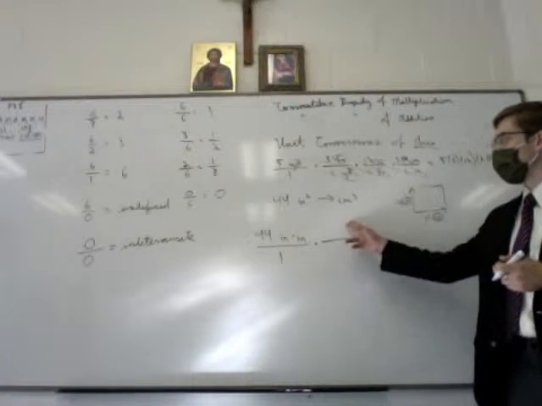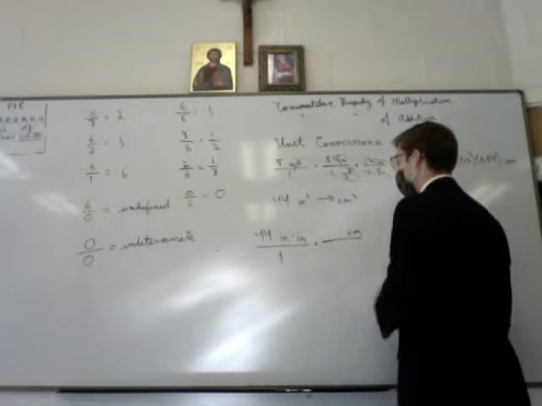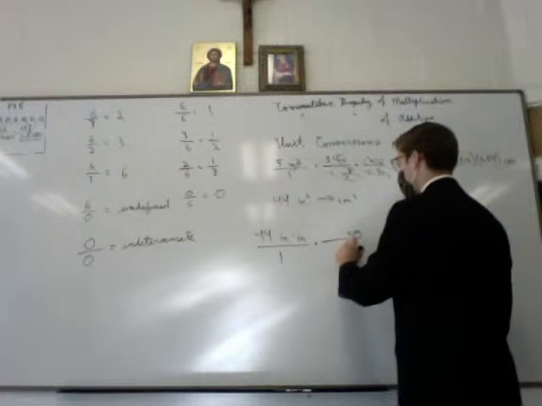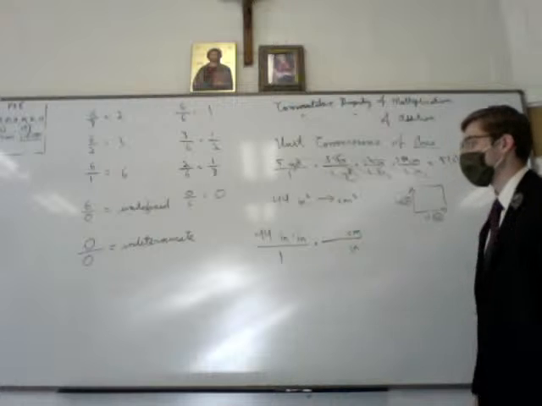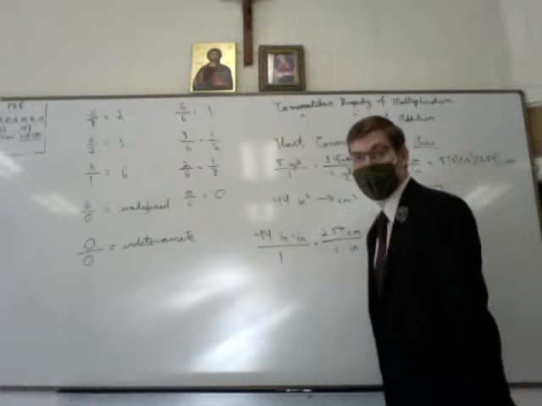So what unit is going to go on the top of this fraction? What's going to go on the bottom? Centimeters on top, and what on the bottom? Inches on the bottom. How many centimeters go to how many inches? 2.54 centimeters to 1 inch. Yeah, it's 2.54 over 1.